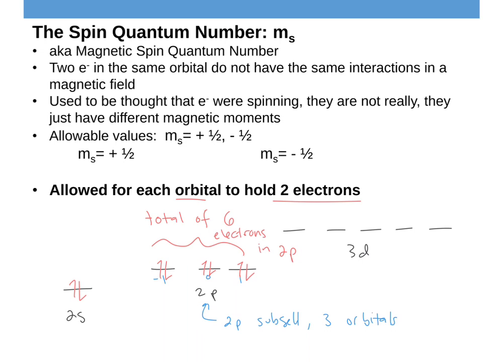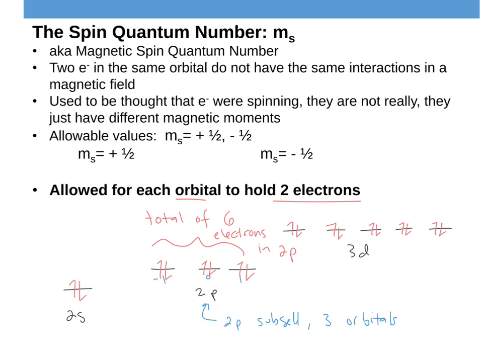3d, since it has 1, 2, 3, 4, 5 orbitals, it can hold 10 electrons, because again, every orbital can hold 2 electrons. So we would go 1, 2, 3, 4, 5, 6, 7, 8, 9, 10. All right, so we can get 10 electrons in the 3ds.